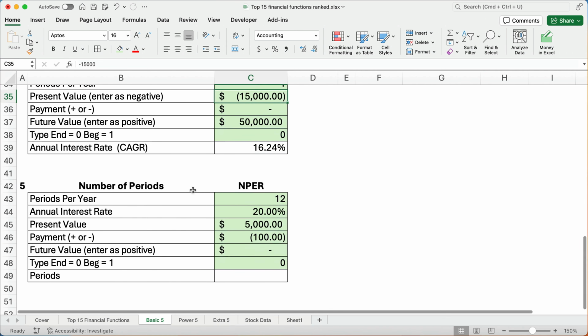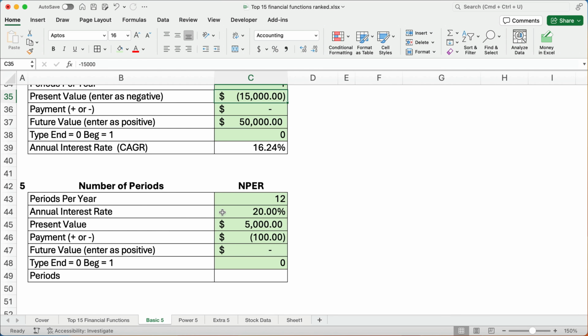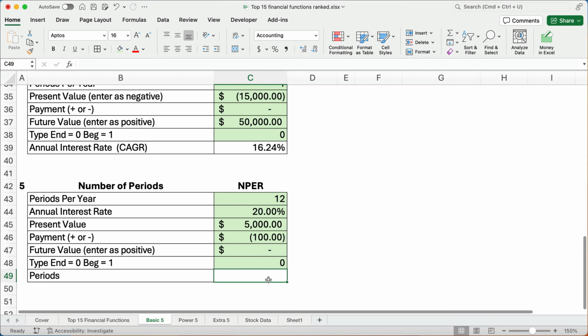All right, last one on these basic 5 here is the number of periods. Let's say you have a credit card. Okay, so I built this to be like a credit card, and the credit card interest is 20% annual interest rate. But you're paying monthly payments, and you owe $5,000, and you think you can make a $100 payment every month. Well, how many months does it take? And you're going to pay it off where it's 0. How many months does it take to pay off this credit card?